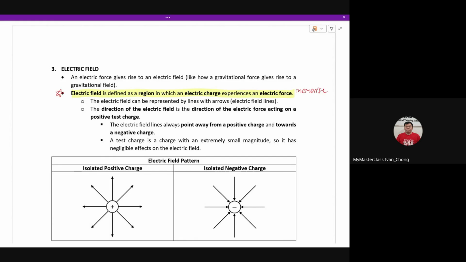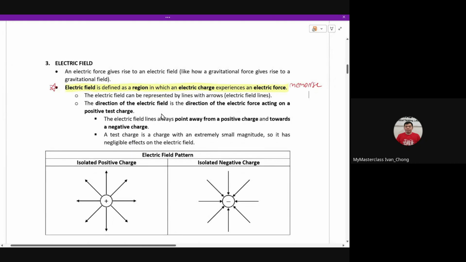Okay, so for your fields, we can represent them with arrows itself, and you will notice that the direction of your electric field will be where your electric force acts on a positive test charge. So what exactly is a positive test charge over here? Okay, it's just a very, very small and insignificant positive value.